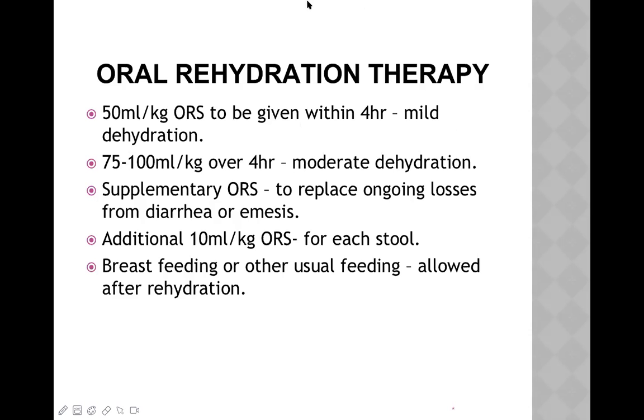In case of mild dehydration, see here. The ORS is given at 50 ml per kg within 4 hours. So this is a rough estimate of how much ORS we should give to the child. In mild dehydration, 50 ml per kg ORS within 4 hours. But in moderate dehydration, you have to increase the amount of ORS, and that is 75 to 100 ml per kg over 4 hours.